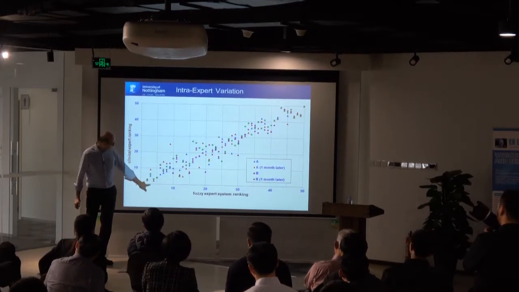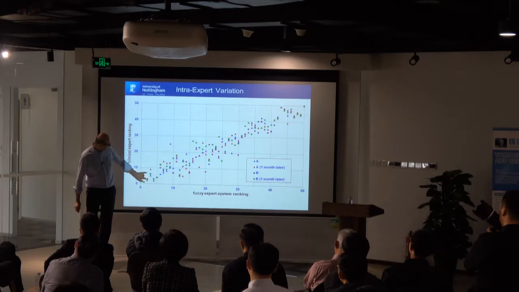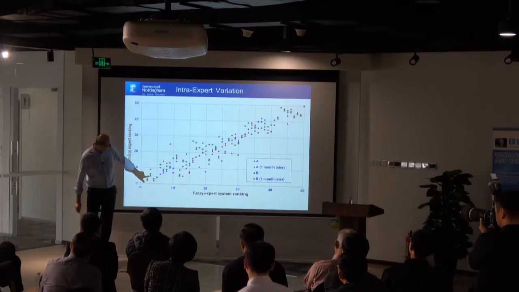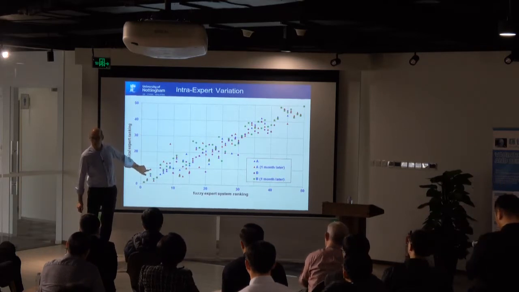This is the first interesting one. Baby number 3, expert B said it was 6th worst both times, but expert A said 5th worst the first time they did the test, and then they said 9th worst the second time they did the test.